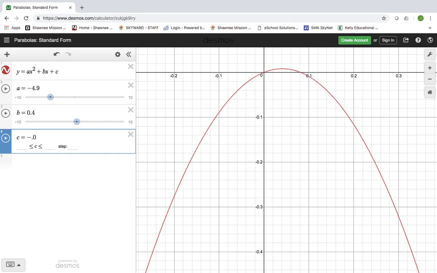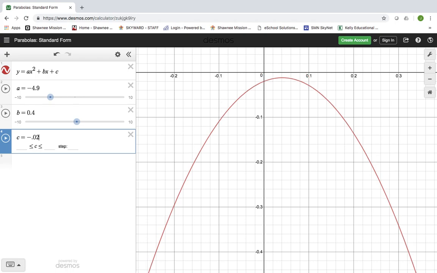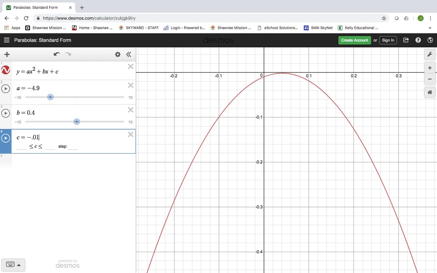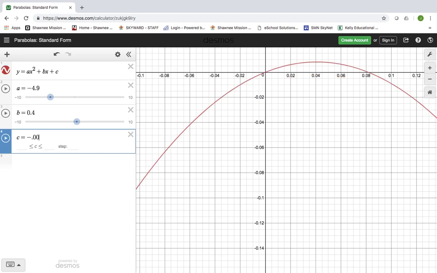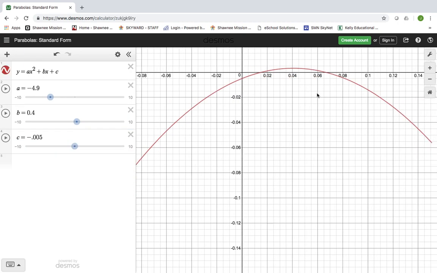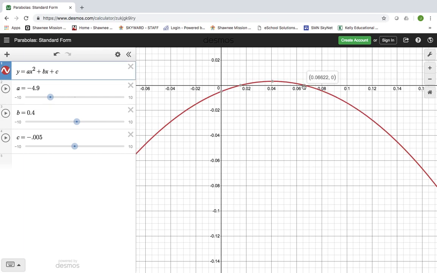In fact, really at 0 is pretty good. Let's try to get at least some numbers out of it. 0.02, nope, 0.01. We're getting closer. And this is really just the trial and error part of it. And at 0.005, let's use that as our distance.